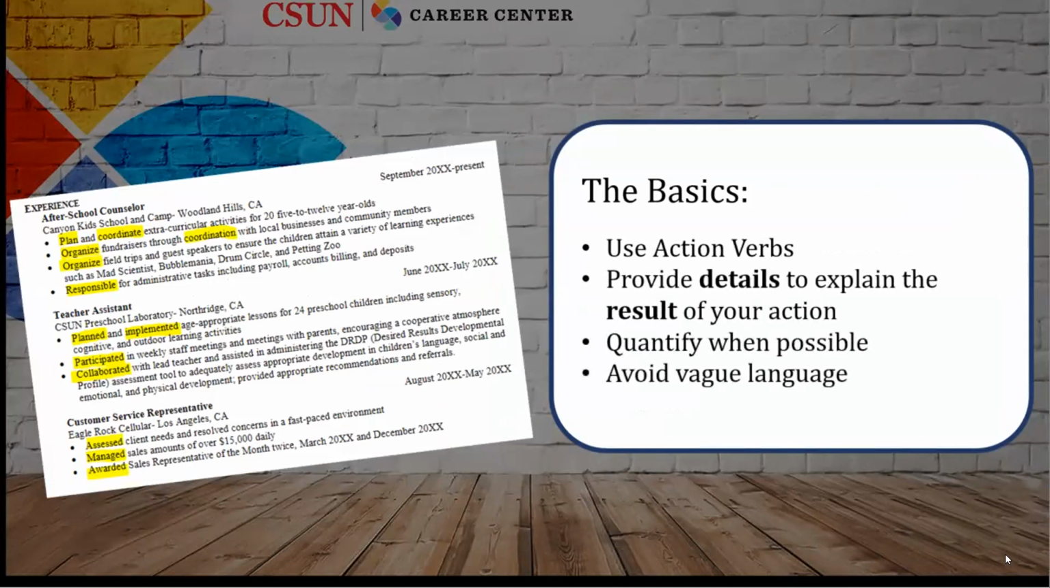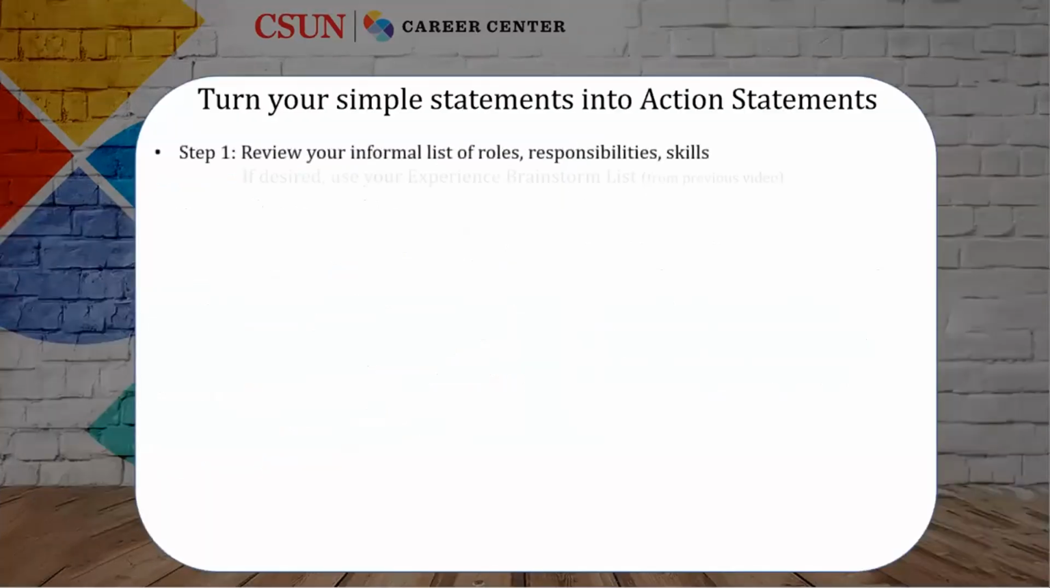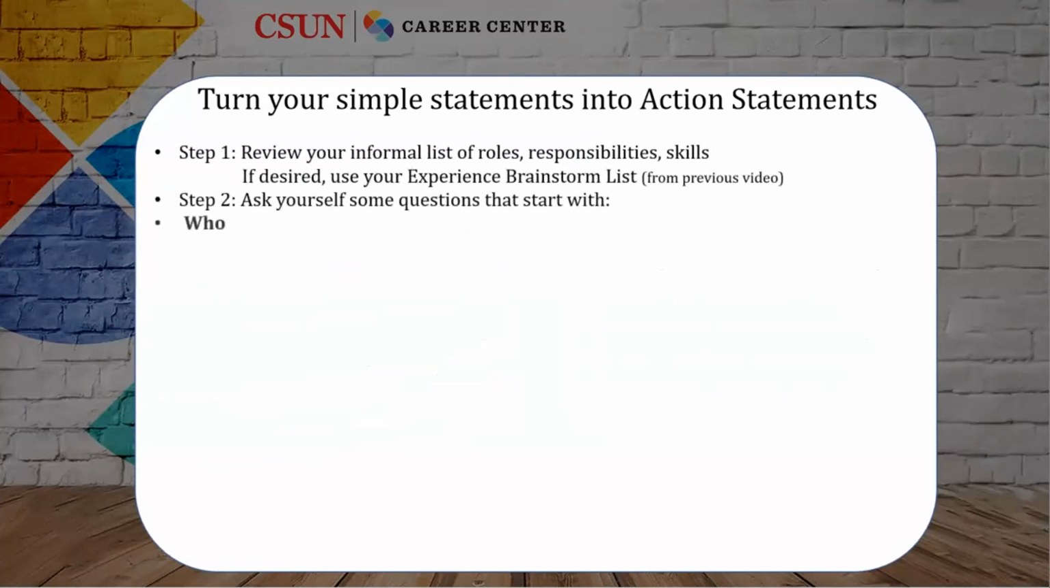Something to help you develop your sentence is to think about what you did, how you did it, along with a result or outcome. We'll talk more about this in the next few slides. You may use details and concrete information such as numbers and percentages when possible, and stay away from vague language. Writing action statements takes time. If needed, watch our other video on how to get started by creating an experience brainstorm list.